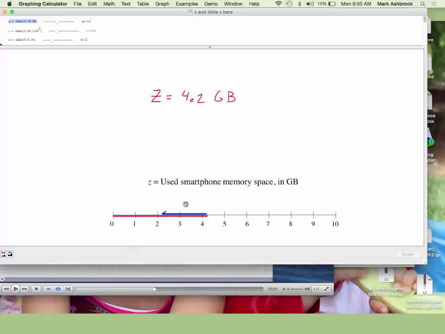Okay, now we want to calculate the change. Delta z equals what? The final value of z is 2.1 or 2.2, the initial value 4.2. What happens when you subtract? It's negative. How can you have negative memory space? How can you have negative memory space? Doesn't make sense.